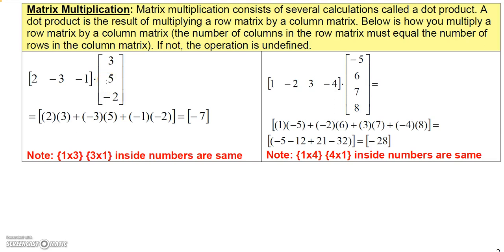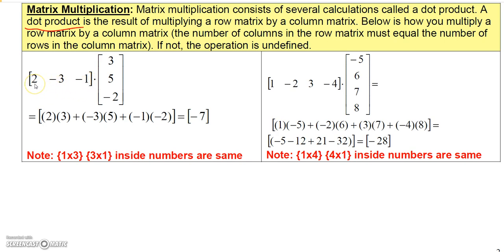In order to multiply two matrices together, we need to know how to do a product that's called a dot product. A dot product is basically the result of what you get when you multiply a row matrix by a column matrix. Below, I'm going to show you how to multiply a row matrix by a column matrix, and it's pretty simple to do.